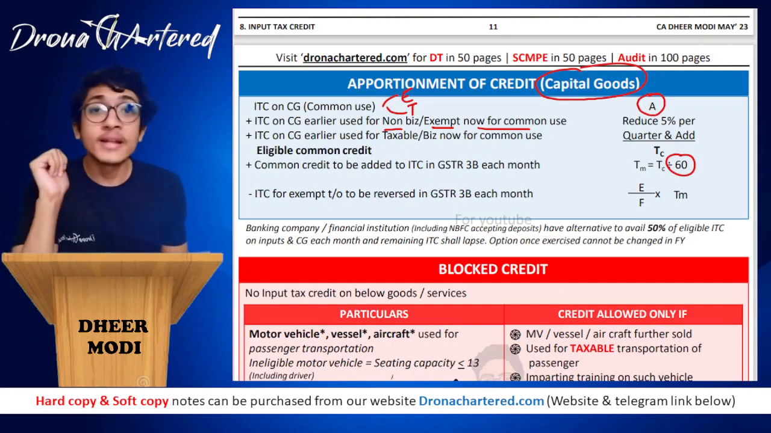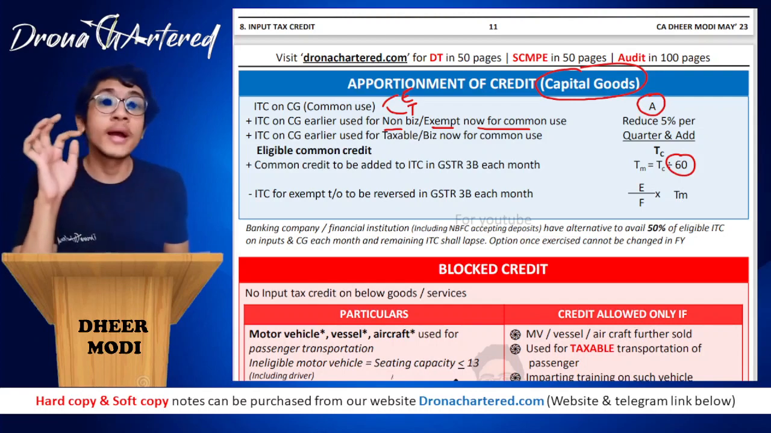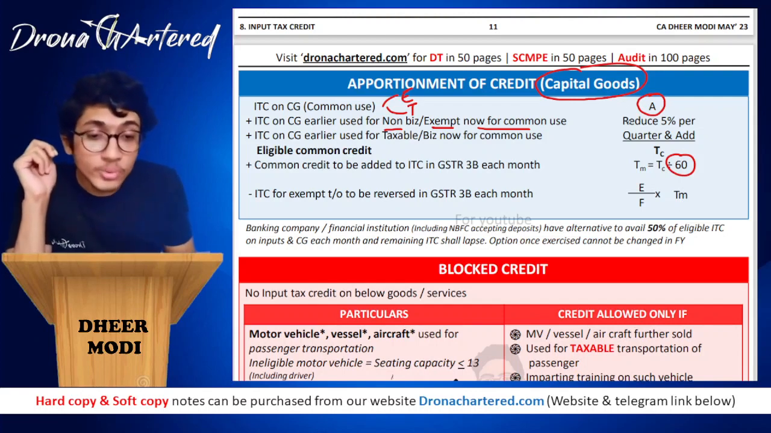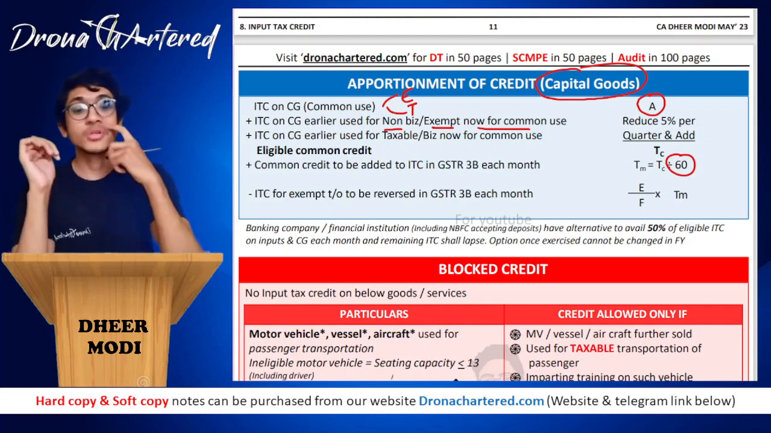Acha sir, will we be adding the entire ITC? No, you will not be adding the entire ITC. You will reduce 5% per quarter and then you will add. That is, why will you reduce?